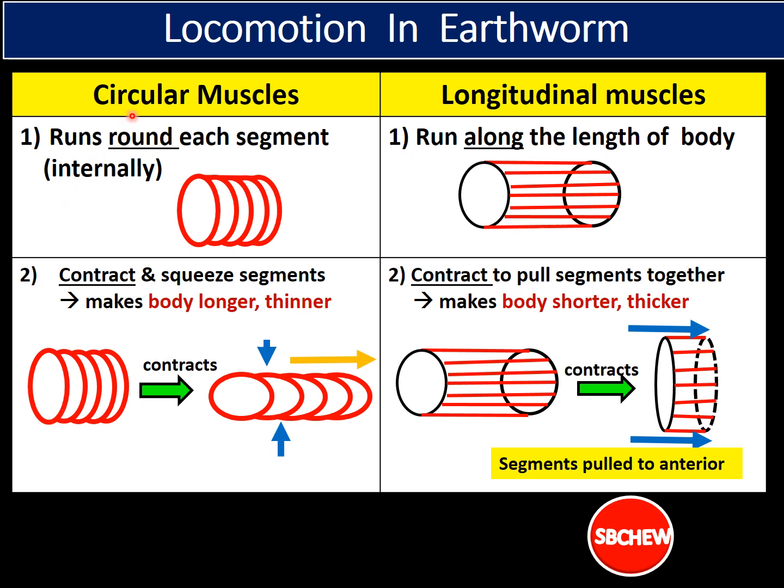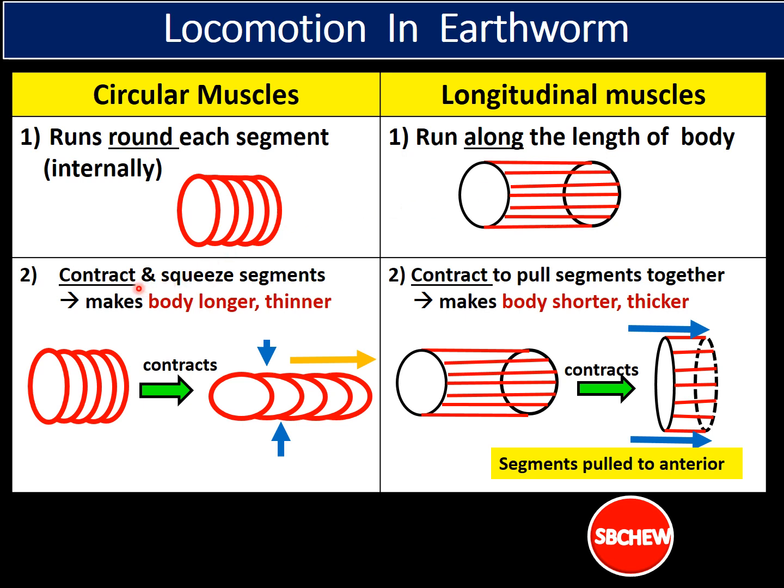Let's make a comparison of the circular muscles and the longitudinal muscles in the earthworm. The circular muscle runs around each segment, like this. But the longitudinal muscles run along the length of the body of the earthworm, from the head to the tail, or from the anterior to the posterior end, lengthwise.